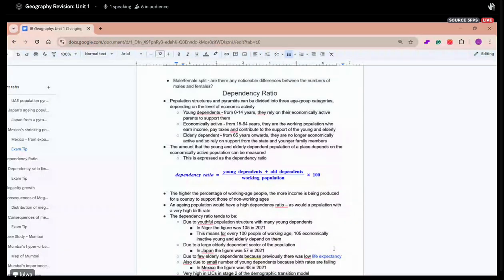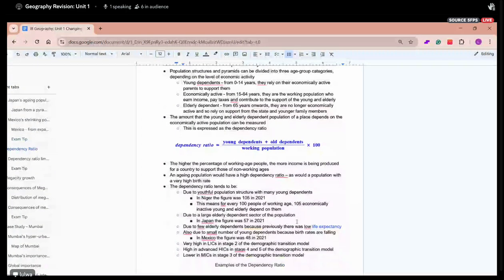And for example, as the population from ages 15 to 64 work and provide for the economy, you have the rest of the population, both the young and the old, who rely on them for their quality of life or for their livelihoods. So that's basically what the ratio means. And to calculate it, it's young plus old over working population times 100.